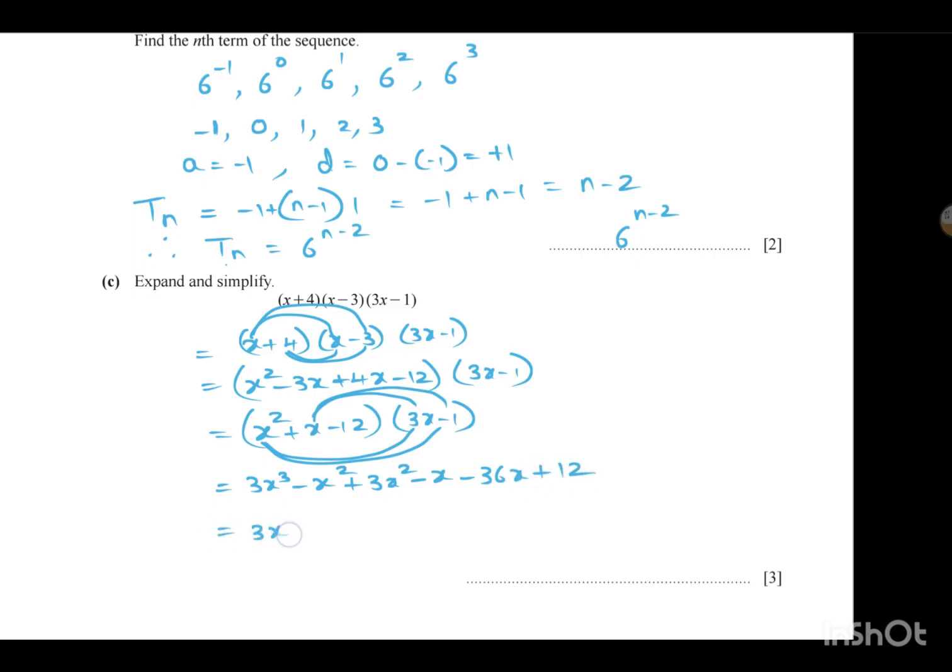So 3x cube term as it is. X square terms can be added, so you get plus 2x square. X terms is minus 37x plus 12. This is the answer. 3x cube plus 2x square minus 37x plus 12.